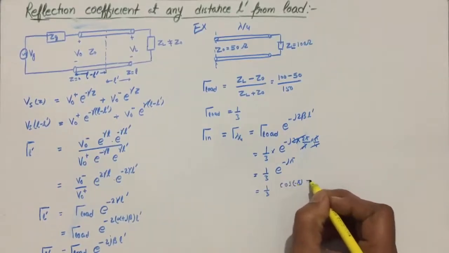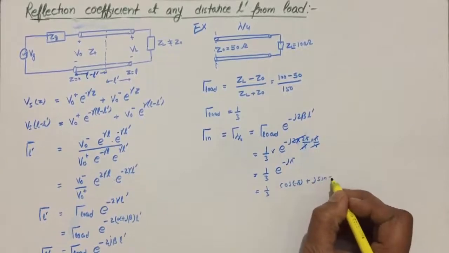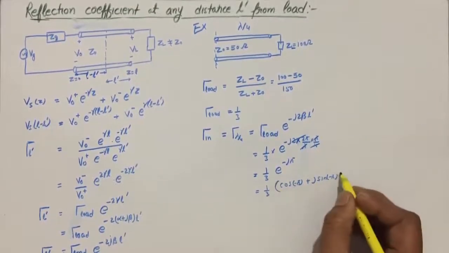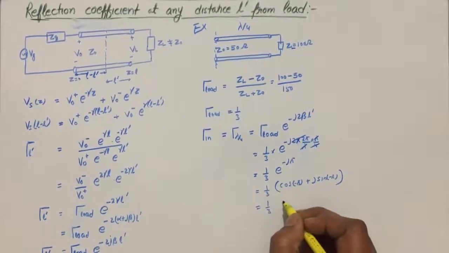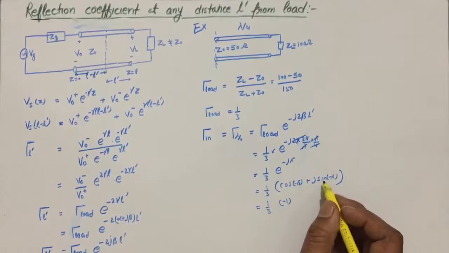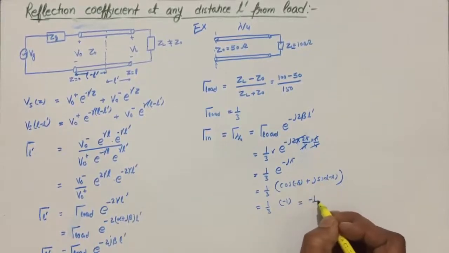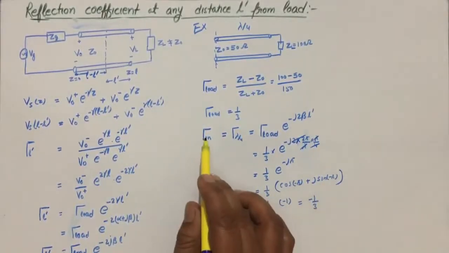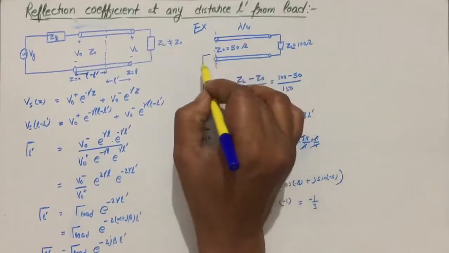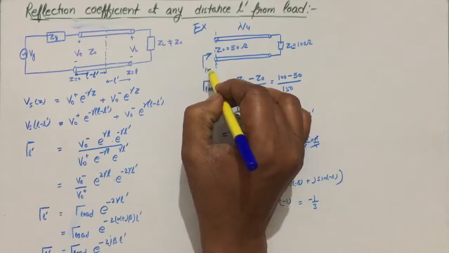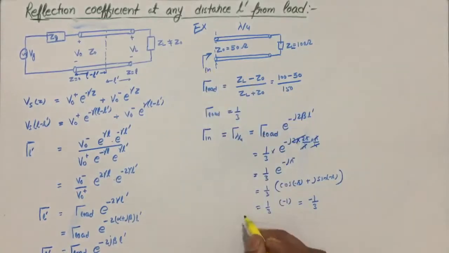If we further simplify, then we will find cos minus pi plus j sine minus pi, and from this we can say cos pi is equal to minus 1 plus 0. So the final value that we will have for the reflection coefficient at this point, that is the input side, is equal to minus 1/3. So the final result will be minus 1/3.